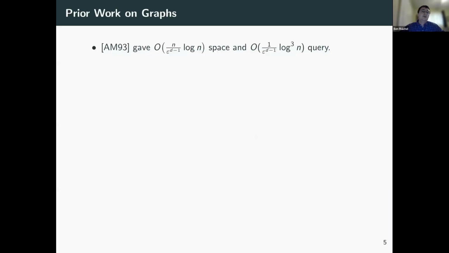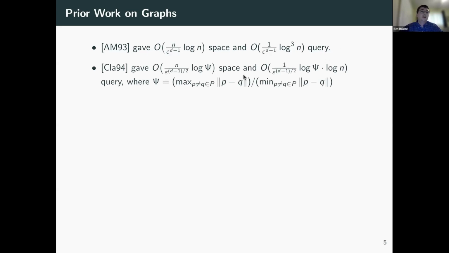Okay. So if the idea is to build graphs for nearest neighbor, this actually does have a long history. Back in the 90s, we have some papers getting n over epsilon to the d minus 1 log n space and log cubed n over epsilon to the d minus 1 query. So this is not exactly matching those optimal results from a few slides ago, but it's doing quite well.